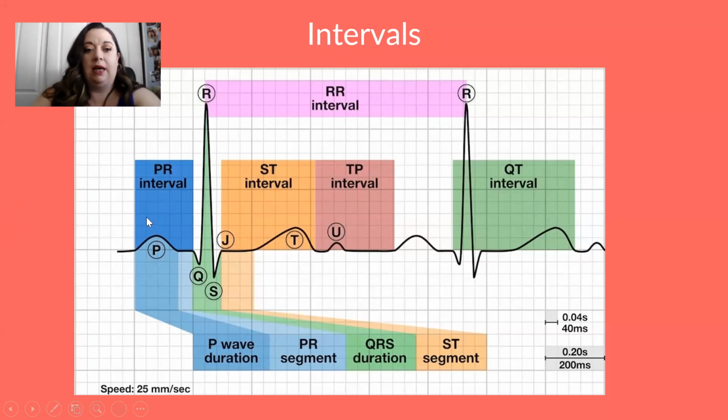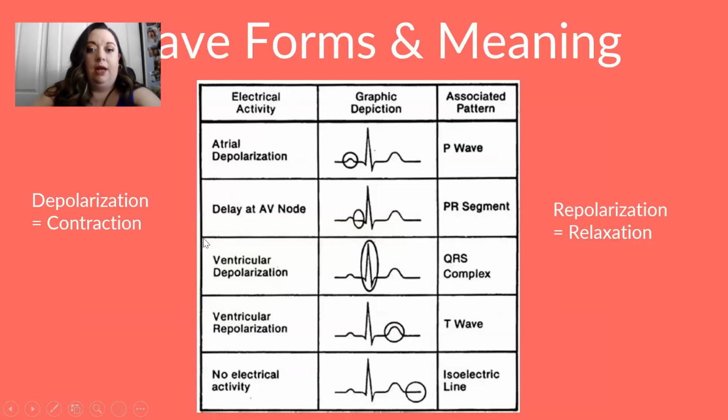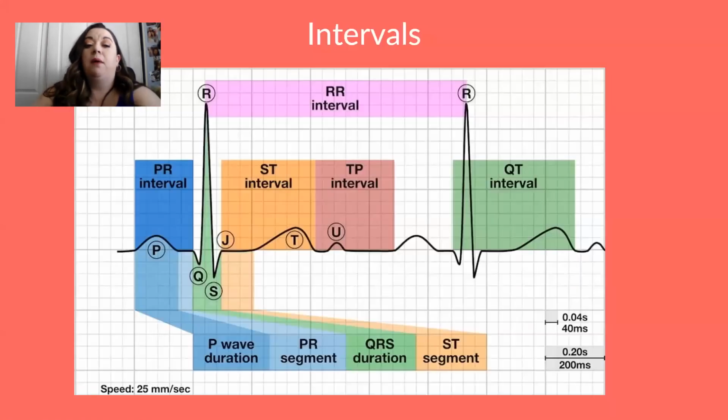A P wave represents how long it takes my atria to contract. And then the flat line after the P wave represents how long it takes for the signal to pass through the AV node, right? So that's going back to this slide: atrial depolarization, and then a delay at the AV node. Those two things make up your PR interval. So when we measure it, what we're measuring is how long it took for my atria to contract and for that signal to pass through my AV node. That should usually take 0.12 to 0.20 seconds.